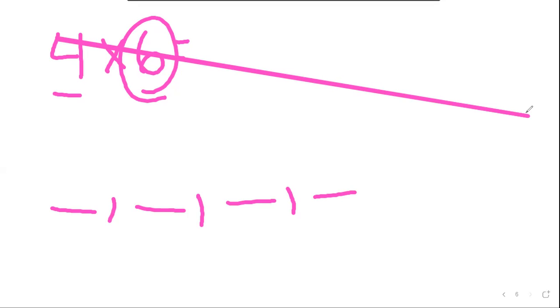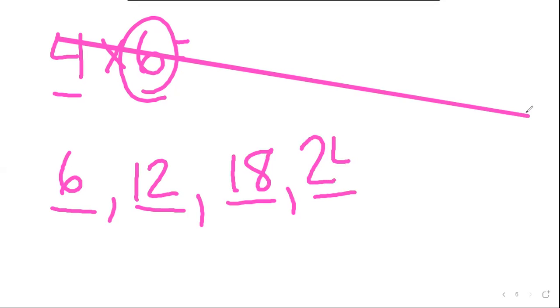Ready? So let's start with 6, and we're going to count up 6 and write the next number. Ready? So 6, 7, 8, 9, 10, 11, 12, 13, 14, 15, 16, 17, 18, 19, 20, 21, 22, 23, 24. So 4 times 6 equals 24. I'm just counting up. All right, let's look at another one.